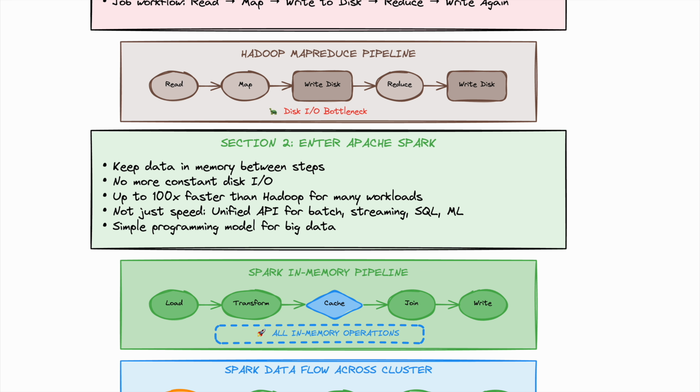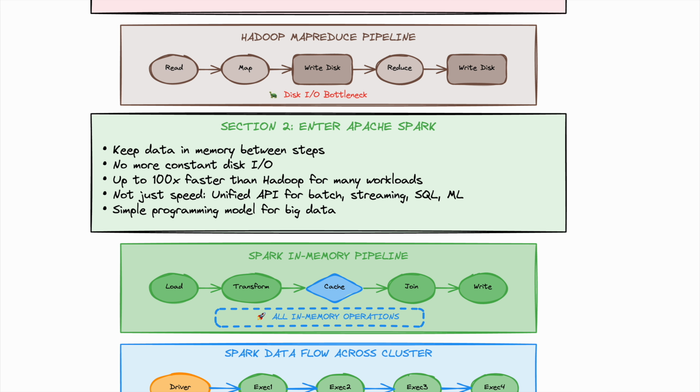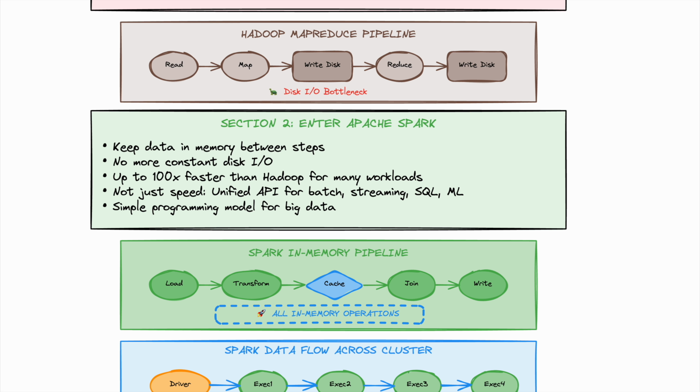To solve that problem, Apache Spark was introduced. The first way it solved the problem is that it kept the data in memory between those steps. Between the map and the reduce steps, data was not written to the disk, but instead kept in memory. So no more constant disk I/O operations, and as a result, the same operations that we were doing in the Hadoop ecosystem become 100 times faster.